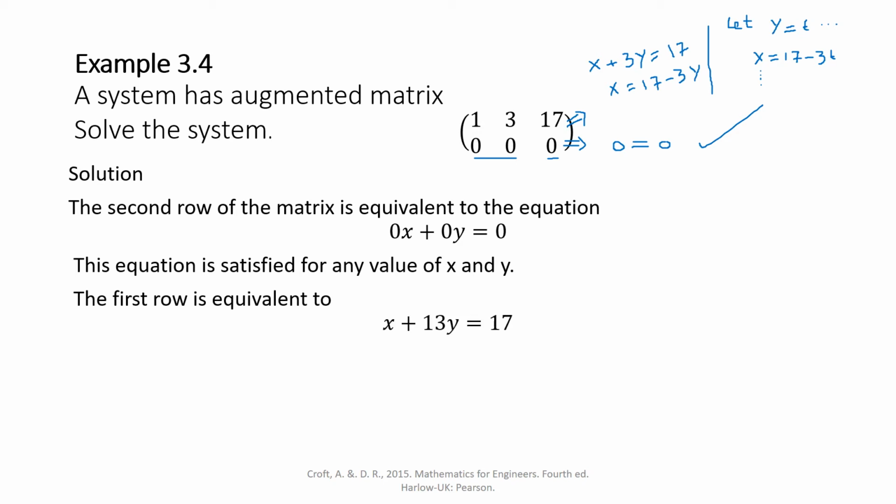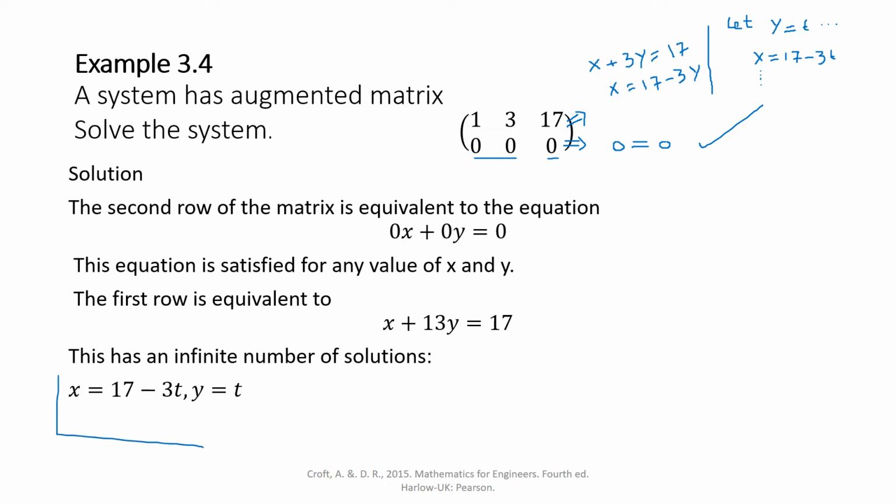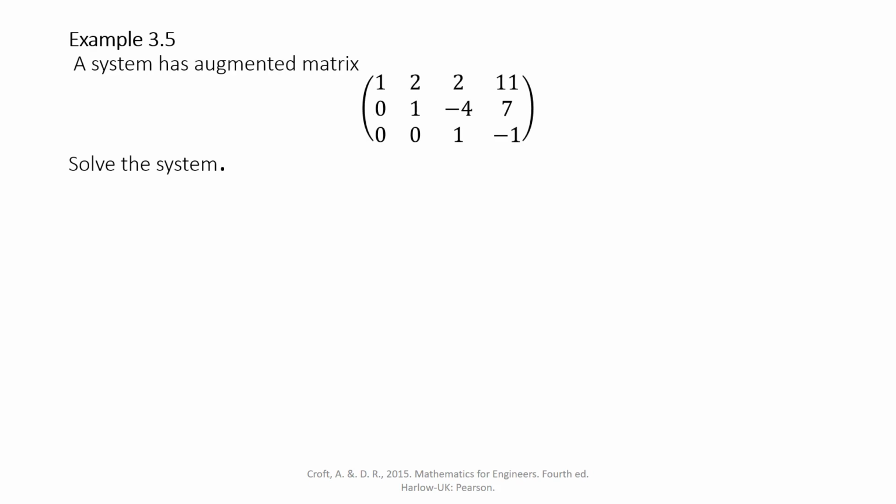Now let's see my slide, neat clean work. So x equals 17 minus 3t and y equals t. So this is actually the general solution, we call it the general solution. Okay, in case of infinite solutions we write the general form. Example 3.5. This time I am taking an example of a 3 by 4 matrix, an augmented matrix.